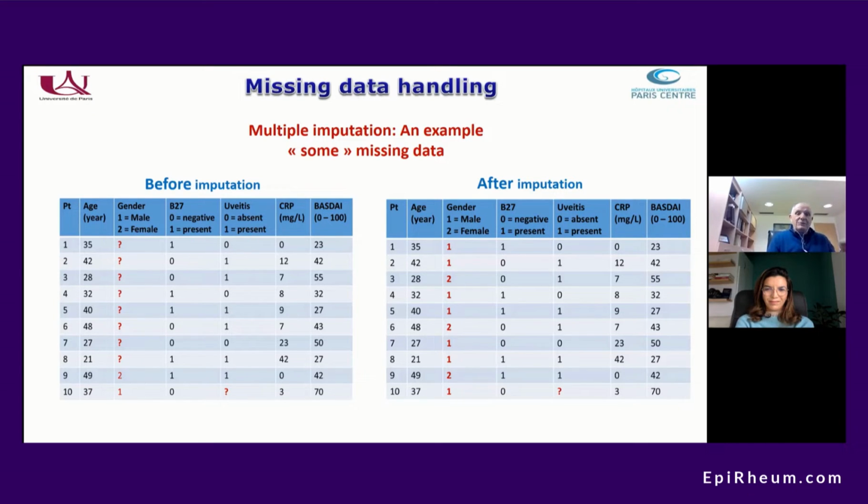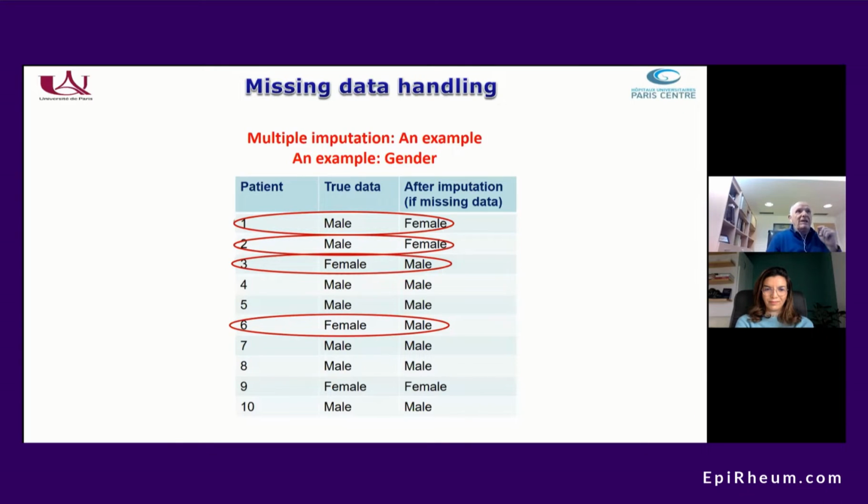But this is a real example. If you remember correctly, on the left, you have the true data. And here, with this missing data, you have the after imputation material. And here, you see that in 4 out of the 10 patients, the gender switched from male to female or female to male. So when you present this kind of information to clinicians, I assume they will be quite reluctant. But that is the correct way today to evaluate the missing data in a cross-sectional study.